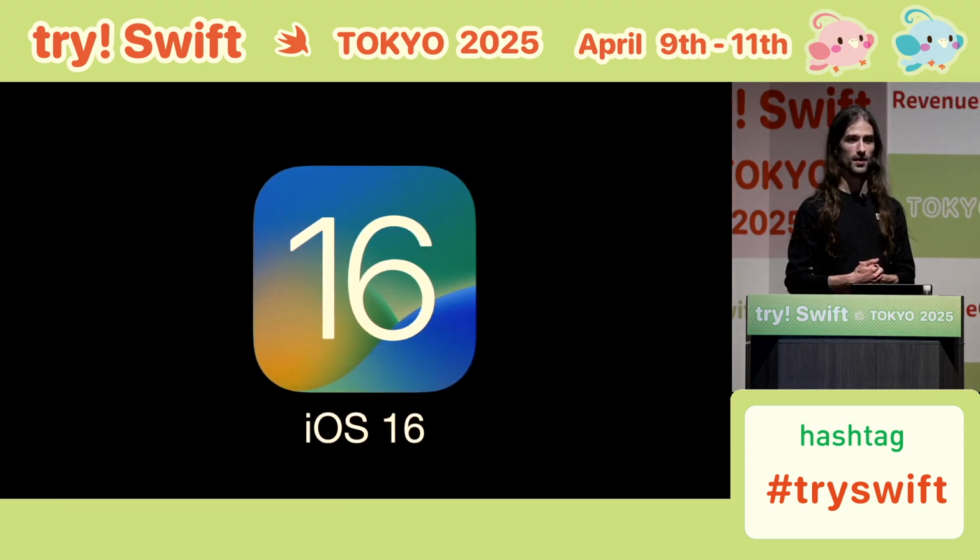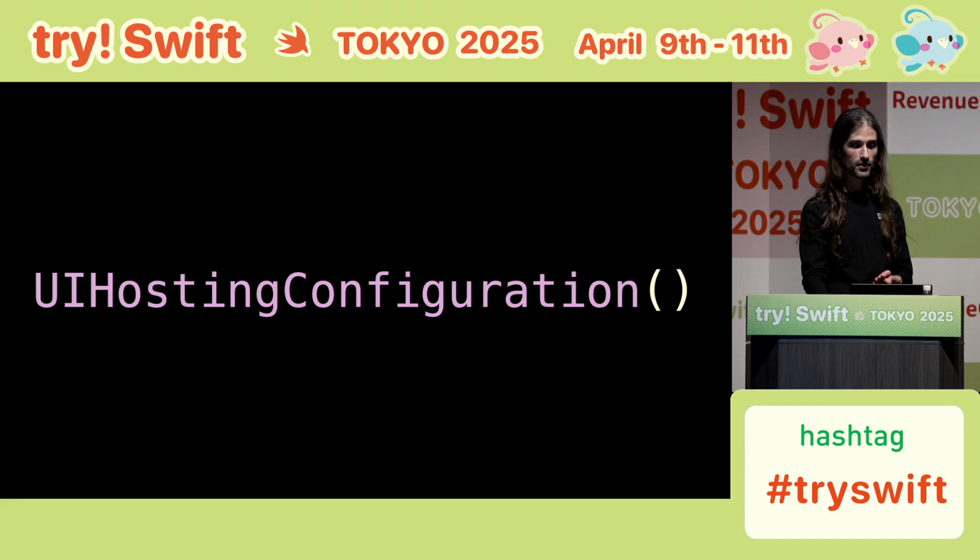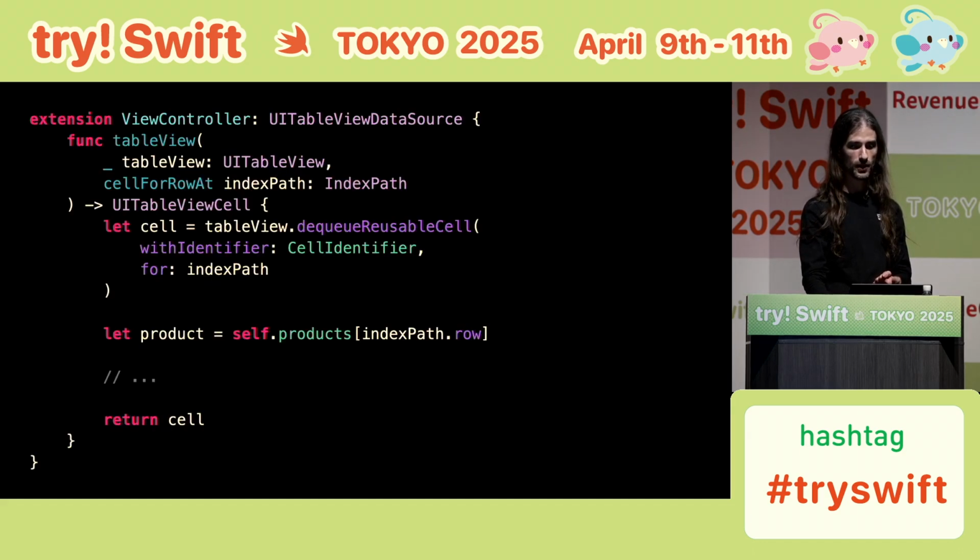Now let's talk about iOS 16, so a bit more recent, but hopefully many of you in the room are fortunate enough that you can use these APIs in your app as of right now. First, let's talk about the easiest way to introduce some SwiftUI to a UIKit app with UIHostingConfiguration.